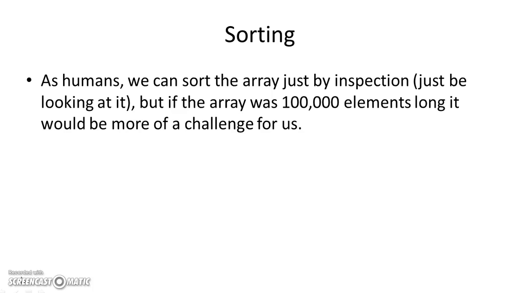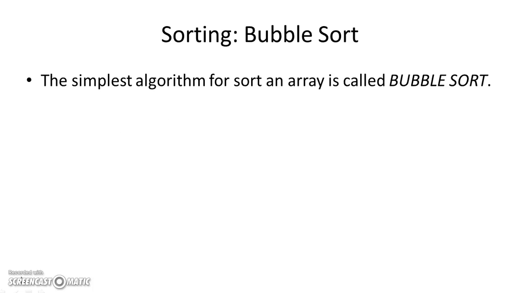As a human being, it'd be easy to sort that particular array just by inspection, whereas if the array was 100,000 elements long, it would be much more difficult for a human being to sort it. So we need to develop algorithms or recipes to do the sorting. And the simplest and most common algorithm that people learn first is called Bubblesort.